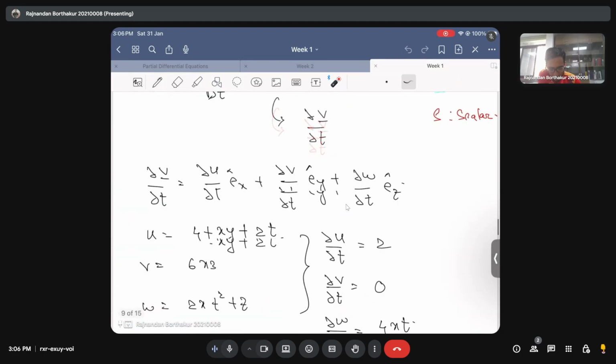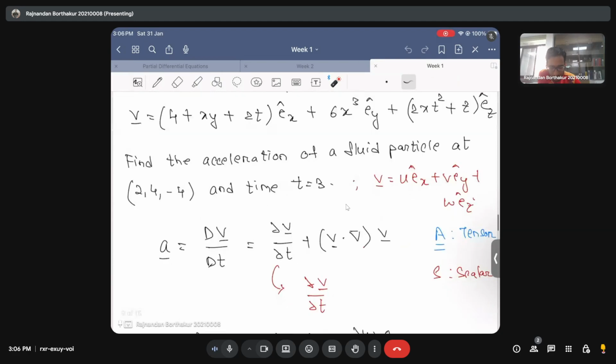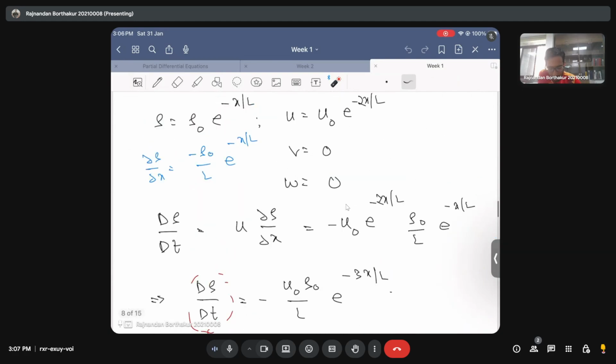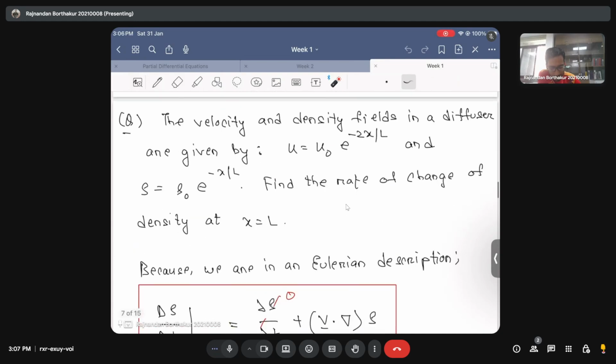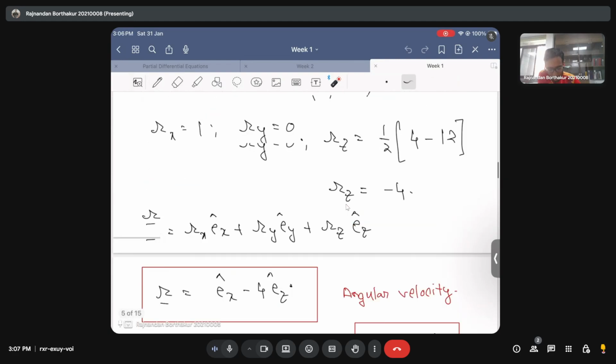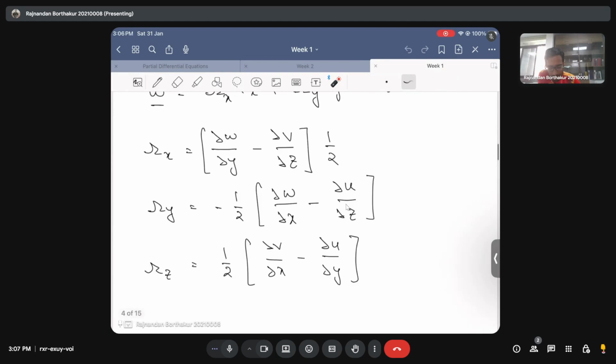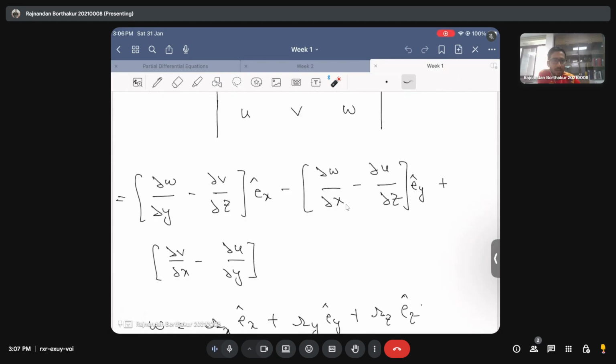And as I said, we looked into evaluating the material derivative. For instance, when given the velocity field, we looked into how to evaluate the acceleration. And given a scalar field, like the density field, inside a diffuser, we were asked to evaluate the rate of change of density at a given prescribed length. We also looked into how to evaluate quantities like the angular velocity and the vorticity, given a flow field.